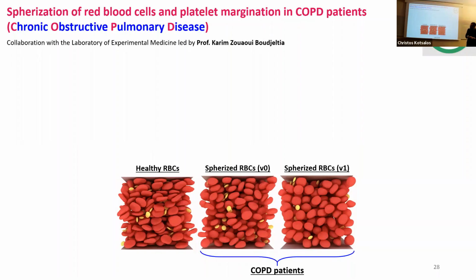And what is platelet margination? It is the migration of the platelets towards the vessel walls. And this is because of the existence of the red blood cells. Because of the red blood cells, the platelets are pushed towards the walls of the vessel. And this phenomenon is called margination. Now we want to quantify the impact of the shape change on platelet margination.